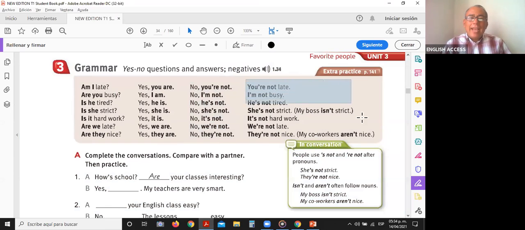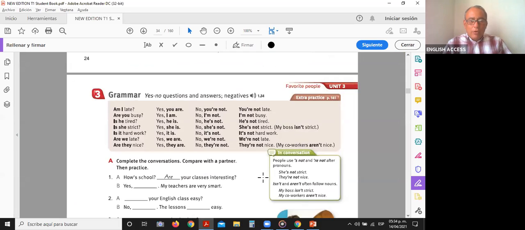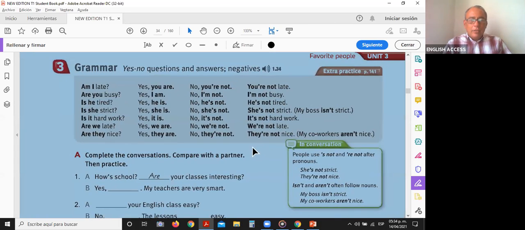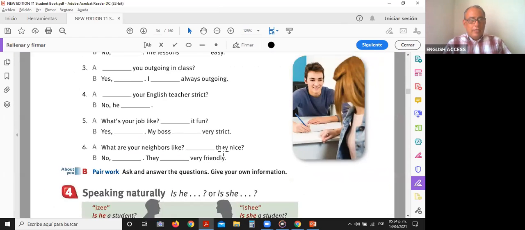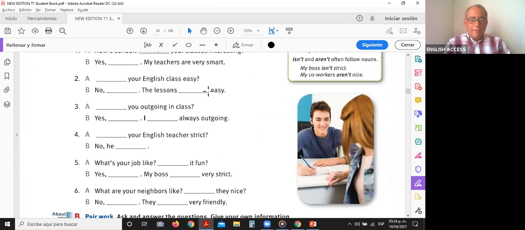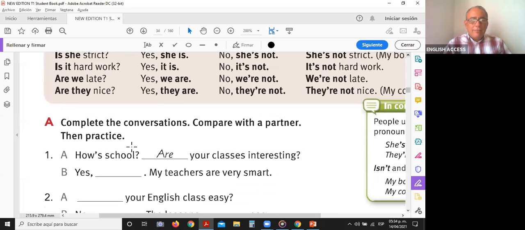Okay, and these are negative sentences. The complete information. You're not late, I'm not busy, he's not tired. Well, in this case, we are going to practice exercise A. Please, everyone, let's go to exercise A and try to answer this exercise. We have one question with one answer. It says complete the conversations and compare with a partner and then practice.